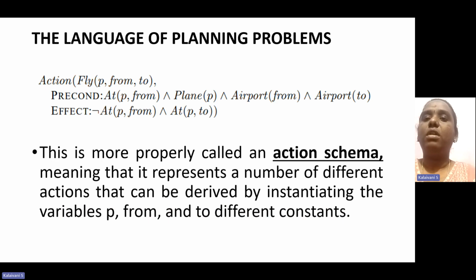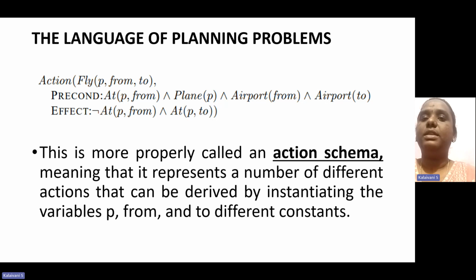The action schema includes three major components: action, preconditions, and effect. Here is an example: Fly(p, from, to). Fly is the action, p is a plane, from is the place it departs, and to is the destination. So the plane is going to fly from one place to another. That is the action to be performed.